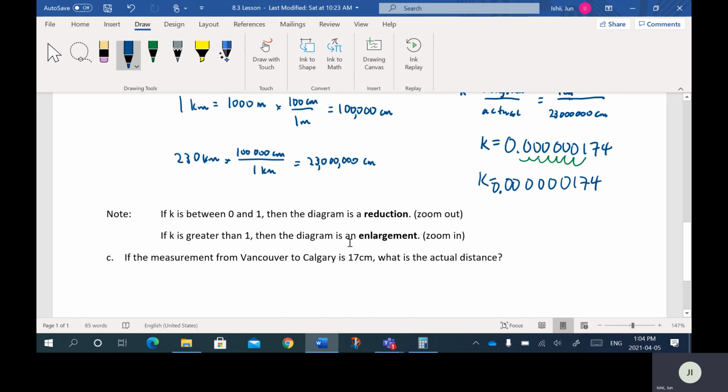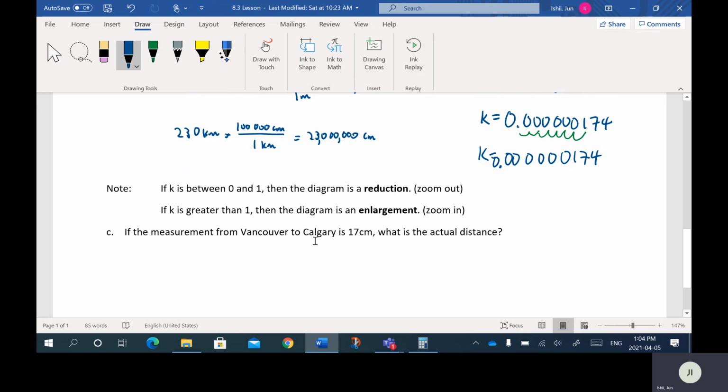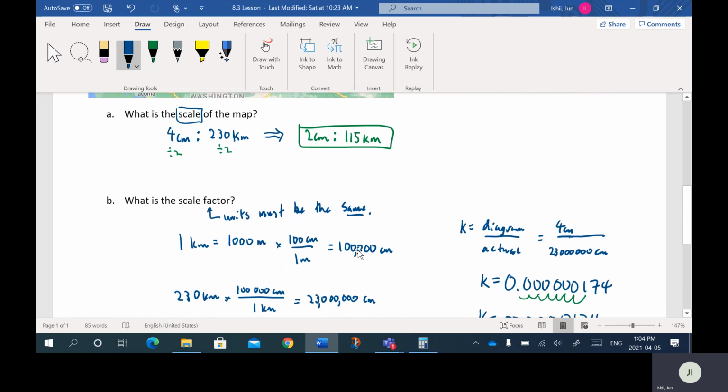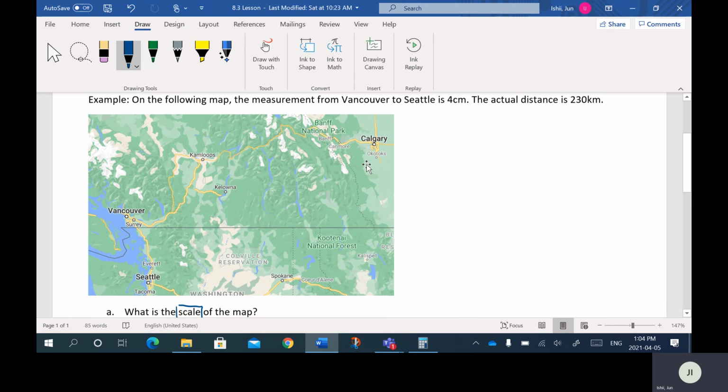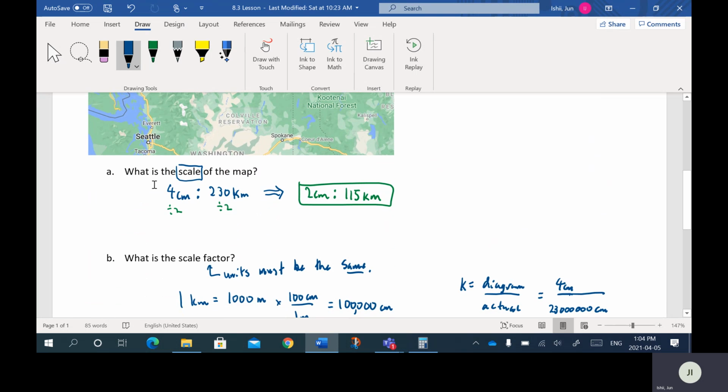Cool. All right, part C. If the measurement from Vancouver to Calgary is 17 centimeters, what is the actual distance? So what it's saying here is, just go to the map here. If I was to measure from Vancouver to Calgary, and on this map it's 17 centimeters, we want to figure out what the real actual distance is. So to do this question, I'm going to go back to part A and just use the scale, so I don't have to do any conversions. Every 4 centimeters is 203 kilometers, or in other words, every 2 centimeters is 115 kilometers.